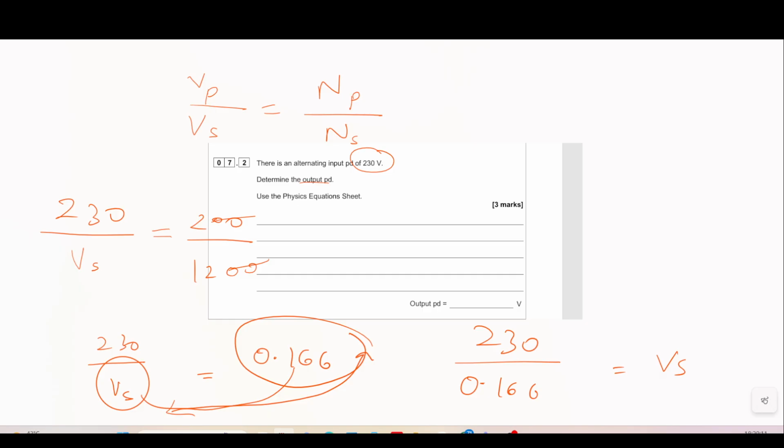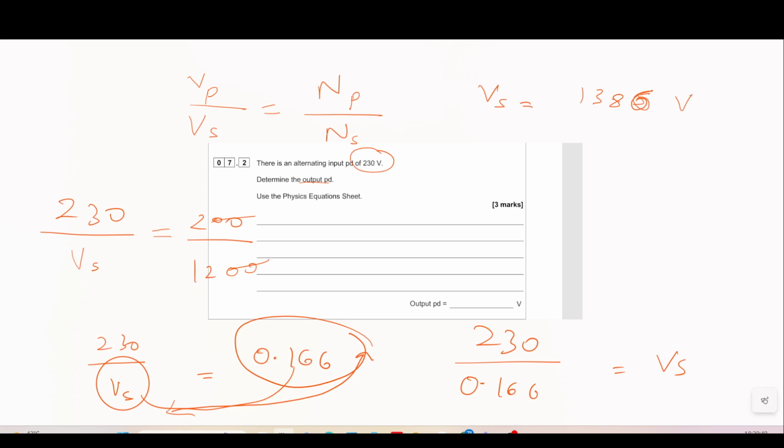So 230 divided by 0.166 equals 1385.5 as the output, but it can't be a decimal, so it has to be 1386. Yes, 1386. Okay, good. So that is the answer, in bold.